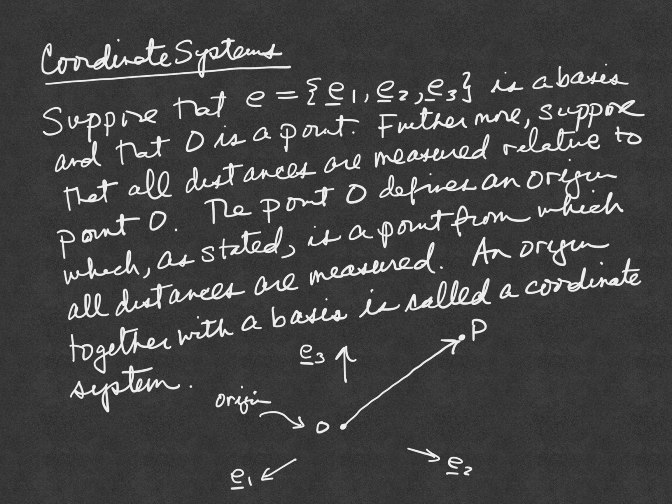Now we have all the information that we need to define coordinate transformations, which is how to change the representation of a vector from one basis to another. So we're going to define coordinate transformations through the concept of going from one basis to another basis.